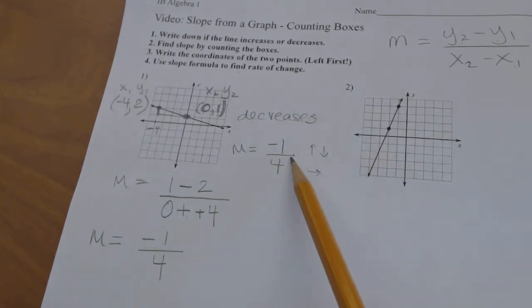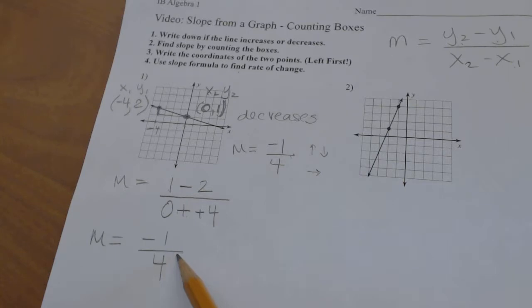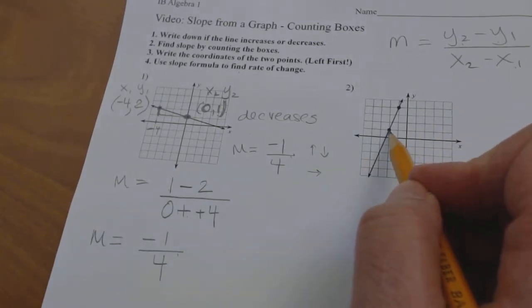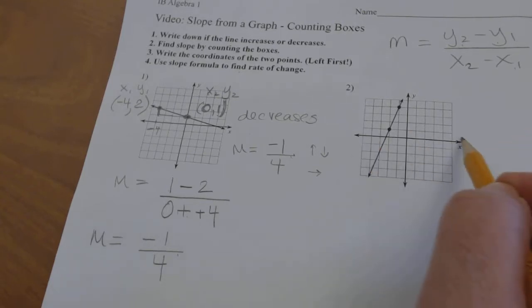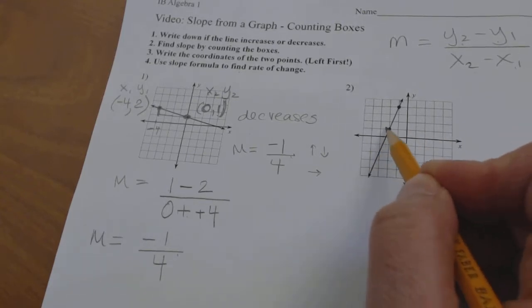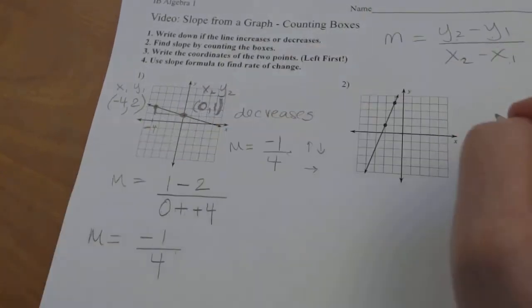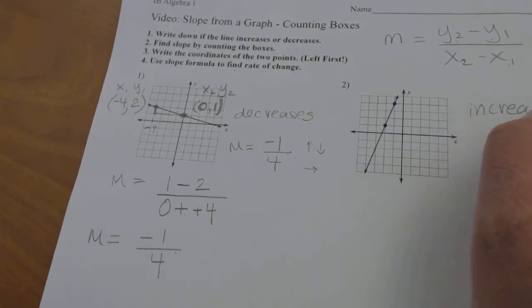So from counting the boxes, I got my slope as -1/4. From doing the slope formula, I got my slope as -1/4. Let's do the same thing with this one. If we read the graph from left to right, this graph is going up. It's kind of like I'm climbing a hill here. So this graph is increasing.